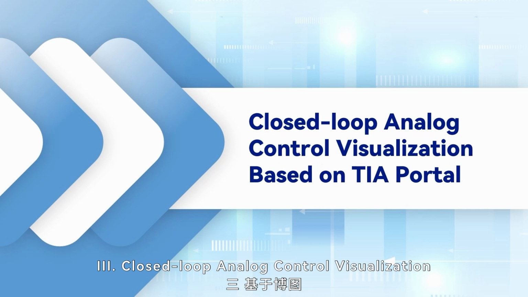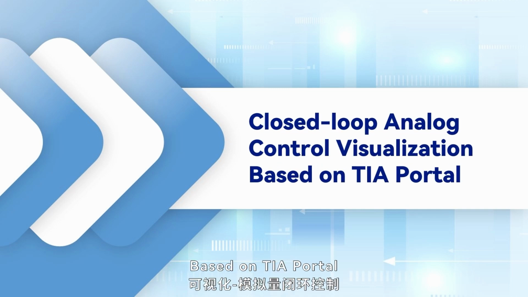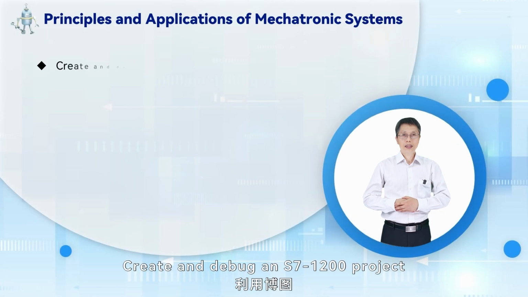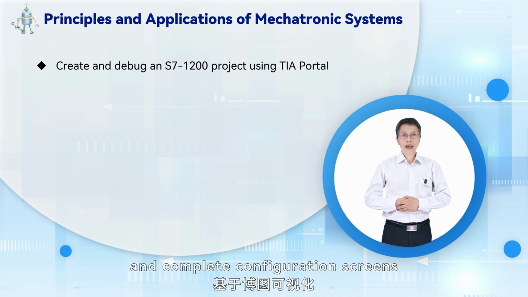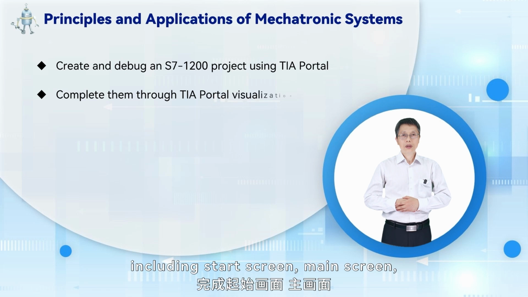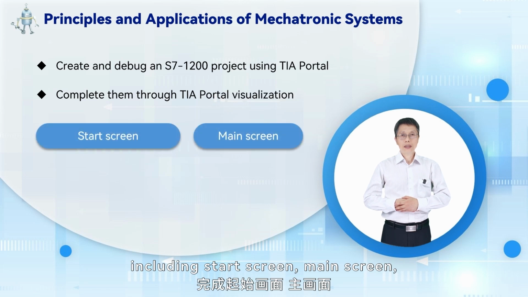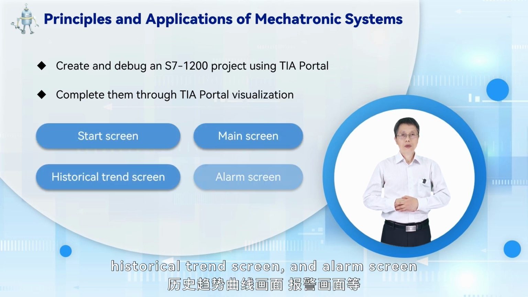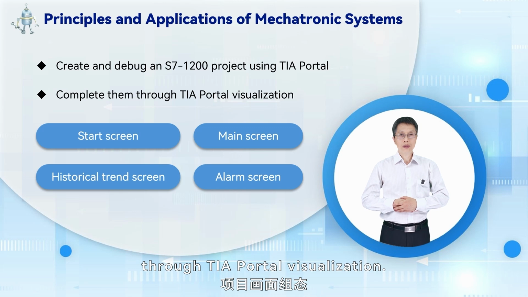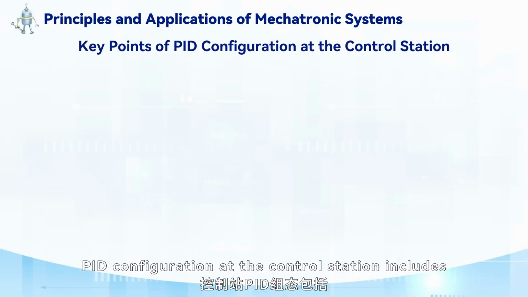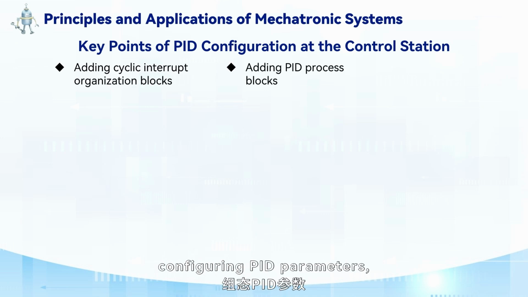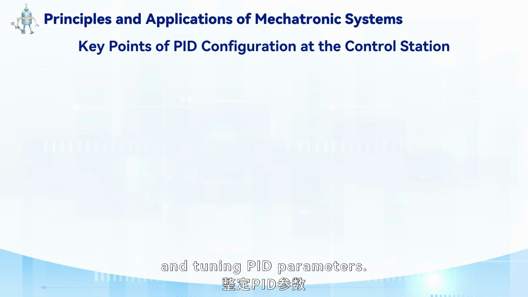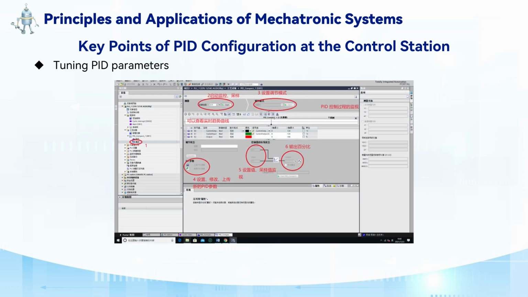3. Closed-loop analog control visualization based on TIA Portal. Create and debug an S7-1200 project using TIA Portal and complete configuration screens including start screen, main screen, historical trend screen, and a login screen through TIA Portal visualization. PID configuration of the control station includes adding cyclic interrupt organization blocks, adding PID process blocks, configuring PID parameters, and tuning PID parameters.